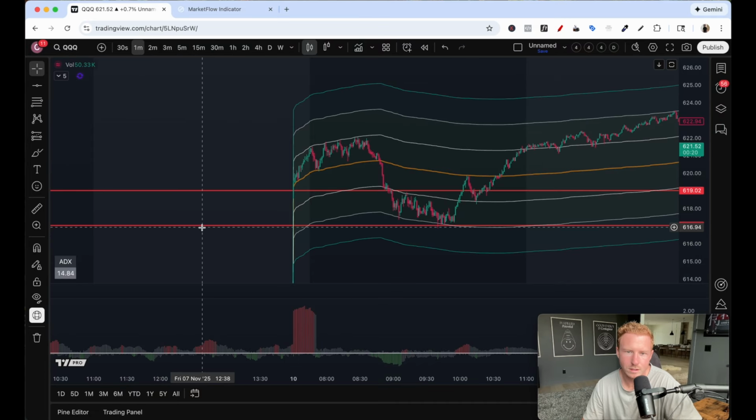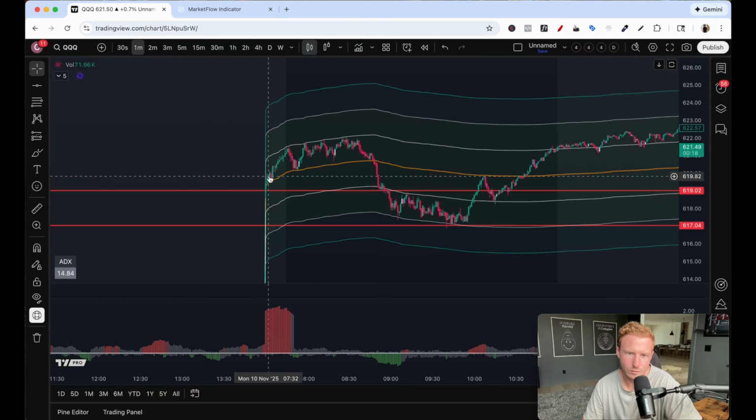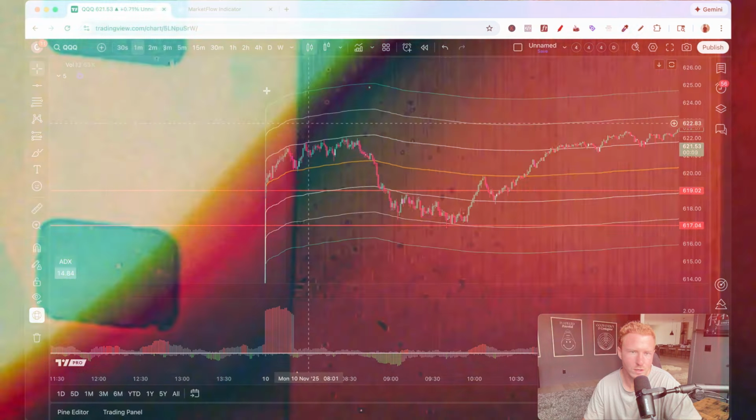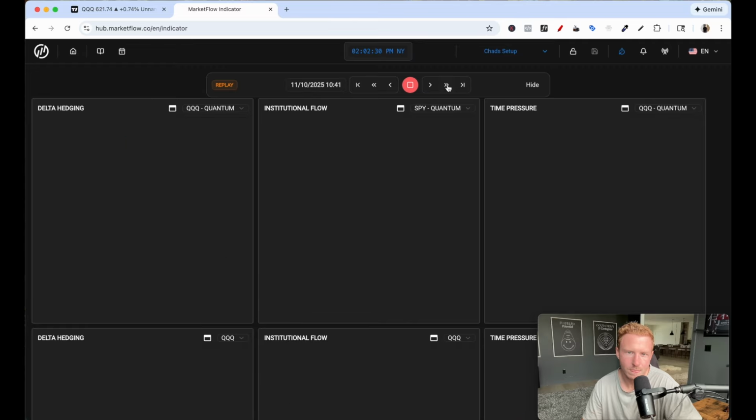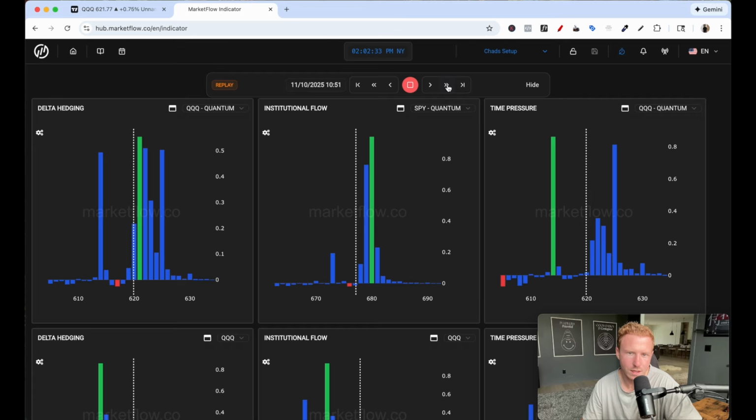Okay, so let's see what the flows look like, because we first traded in between the VWAP and that first deviation, kind of bouncing around there. Then we got the pullback around 8:51. So that's going to be around 10:50 Eastern time. So I'm going to go forward here and we're going to see kind of what it looked like.